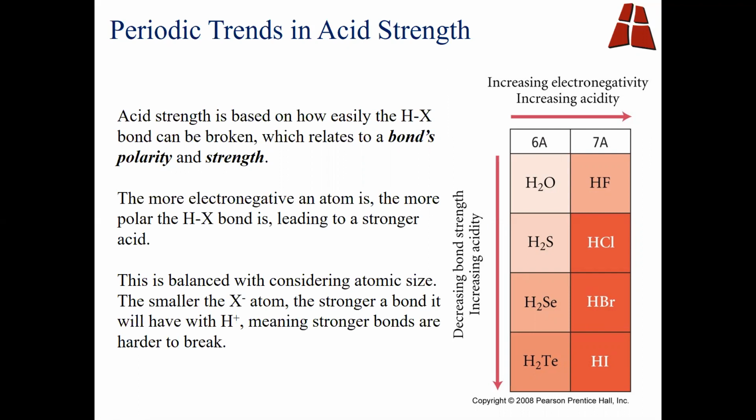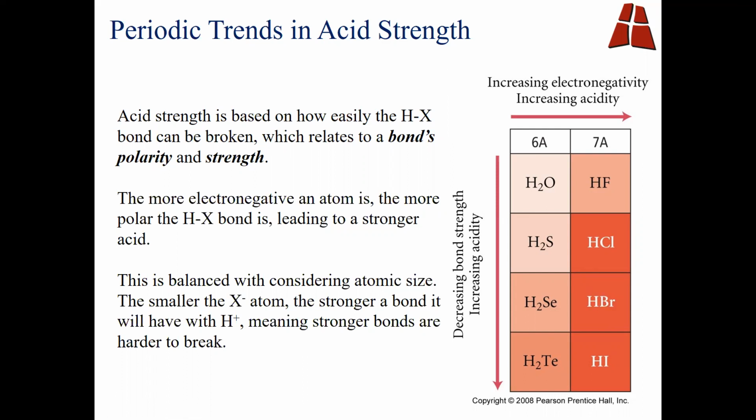The other thing that we need to balance that with is atomic size. The smaller the atom, the stronger a bond it will have with the proton, H+, and that means those bonds are harder to break. Probably the example where we see this most is HF, a weak acid, and of course that's not because of electronegativity. Fluorine is our most electronegative atom, but because it's also quite small, it's the only weak acid in our halogen series, whereas HCl, HBr, and HI are all electronegative and quite a bit larger than fluoride, and so they are all strong acids.